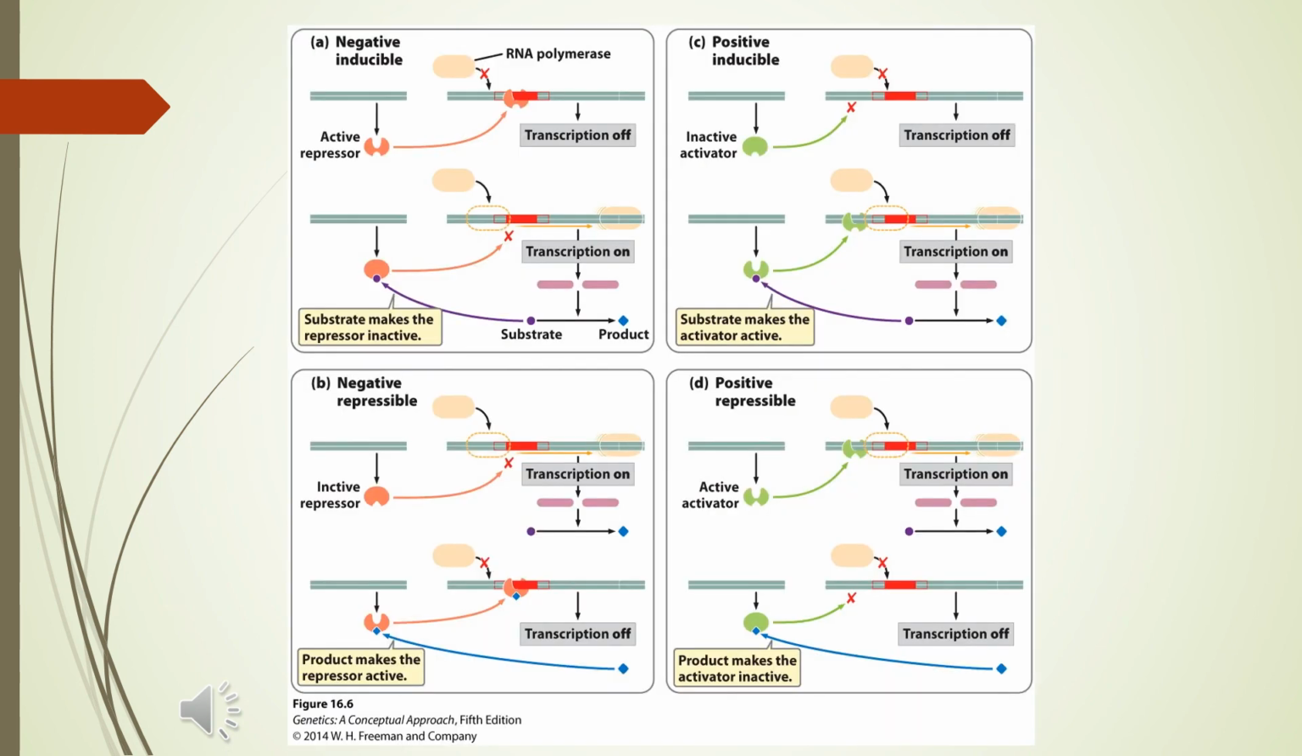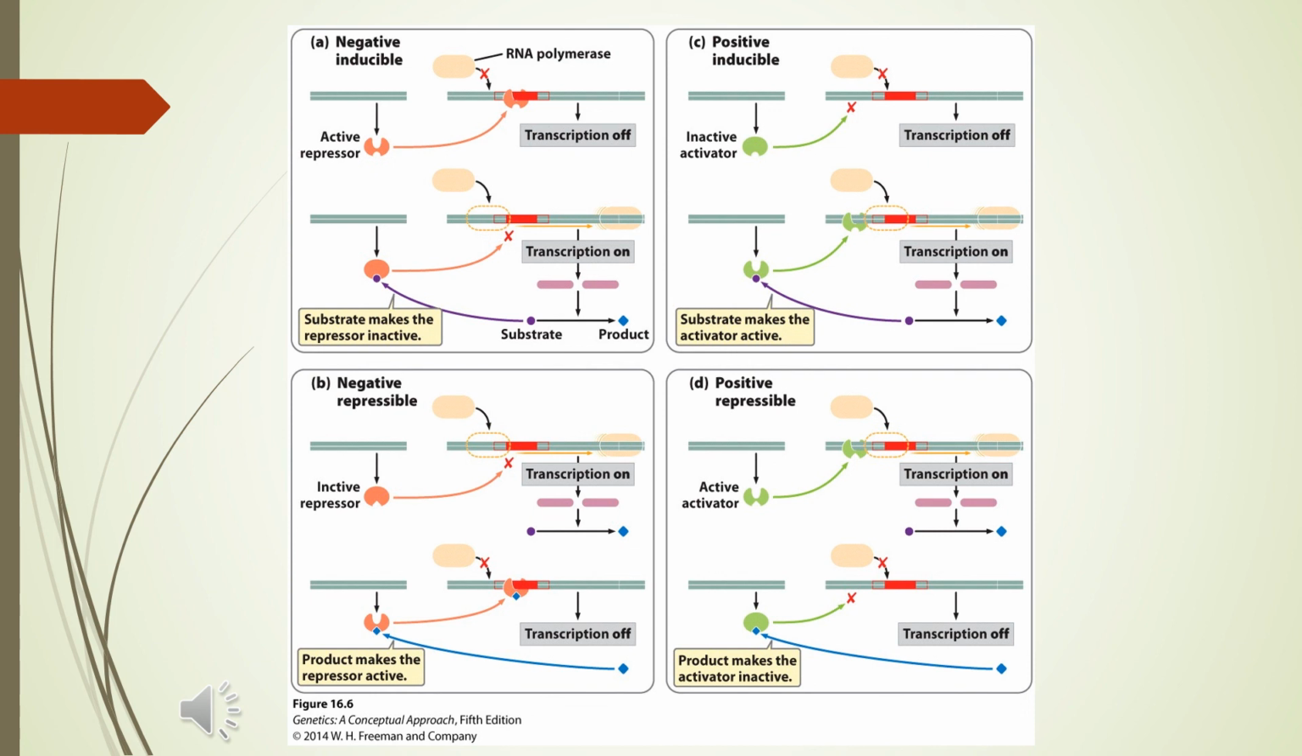So here is the conclusion of all the operons we had studied. First one is negative inducible. Negative means the regulator protein will be a repressor. Here it is an active repressor, so it will bind to the operator region and prevent RNA polymerase, so transcription will be off. When the product or substrate makes the repressor inactive, so if a product is present, then it will bind to the regulator protein. So the regulator protein will be unable to bind to the operator region, so transcription will be on in the presence of the product.